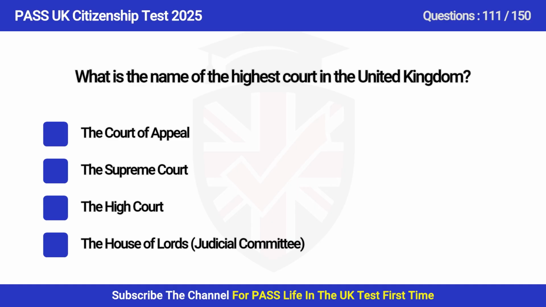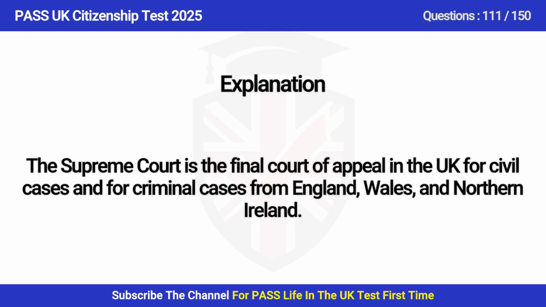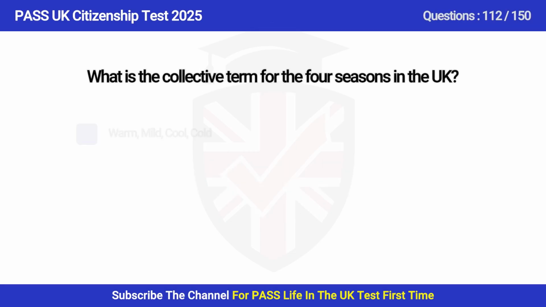A. The Court of Appeal, B. The Supreme Court, C. The High Court, D. The House of Lords Judicial Committee. Answer is B. The Supreme Court. The Supreme Court is the final court of appeal for civil cases, and for criminal cases from England, Wales, and Northern Ireland. Question 112.